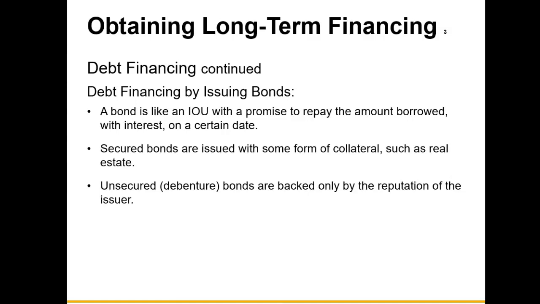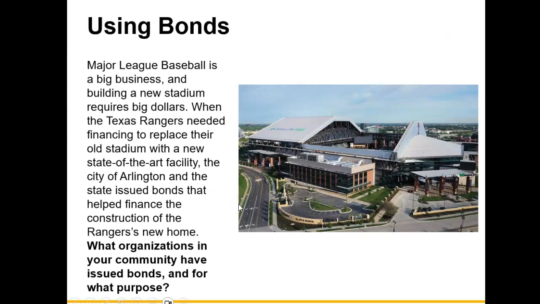which typically with the bonds, you're going to make maybe an interest payment on an annual basis, but not pay the principal amount back until the bond actually matures. If a bond is secured, there will be collateral such as real estate. If the bond is unsecured, then you only have the reputation of the issuer, hoping that that company will pay the bond as that bond becomes due.